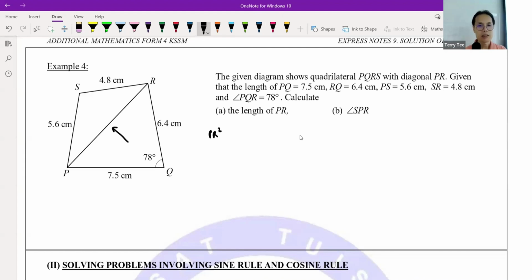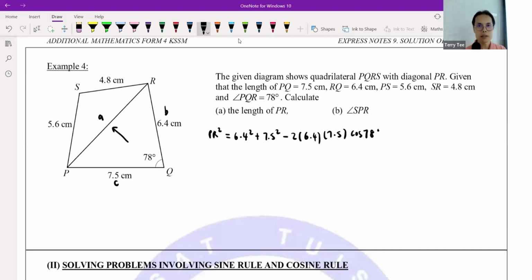You square it. The other two sides will be 6.4. It's your C. Sorry, I said wrong. This is your A. This is your B. This is your C. Some people prefer to write this like A square, B square, C square. If you want, you can do that. 7.5 square minus 2, 6.4, 7.5 cos of the angle in between, 78.